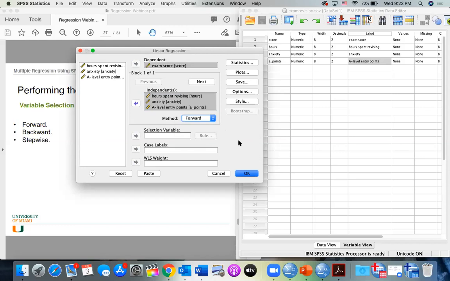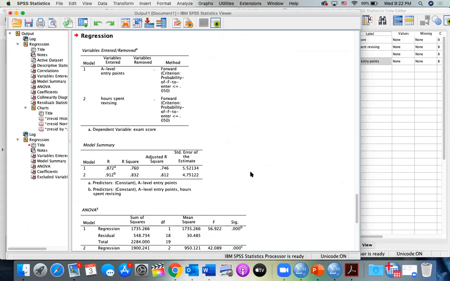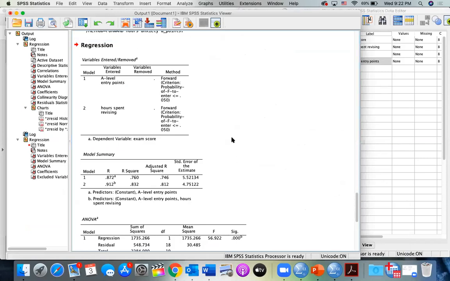So it basically adds the best predictor first, and then the second, and there are some criteria that should be met before adding the variable into our model. So, okay, without adding anything else. Okay, now you can see different tables.